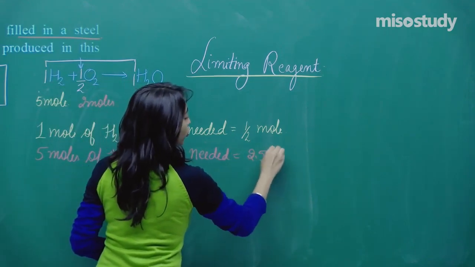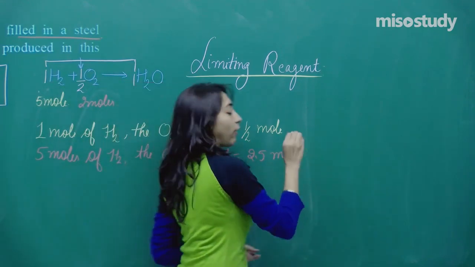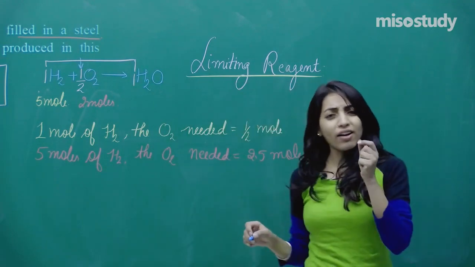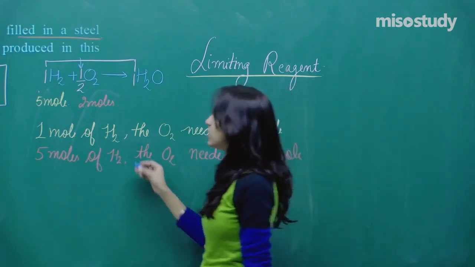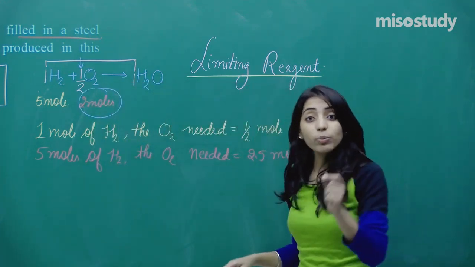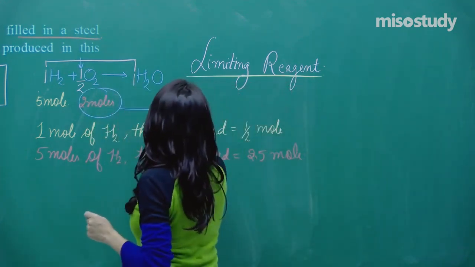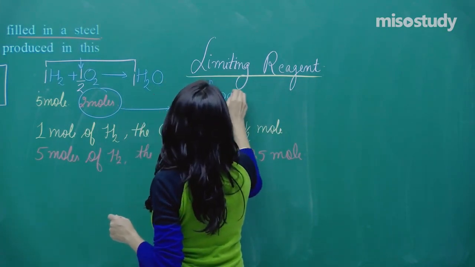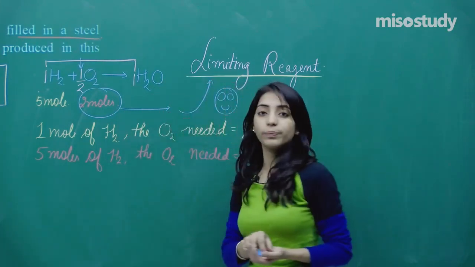That is 2.5 moles, right? But guys, are we having 2.5? No, we just have 2 moles of oxygen, right? That means oxygen is the limiting reagent of the chemical equation, okay?